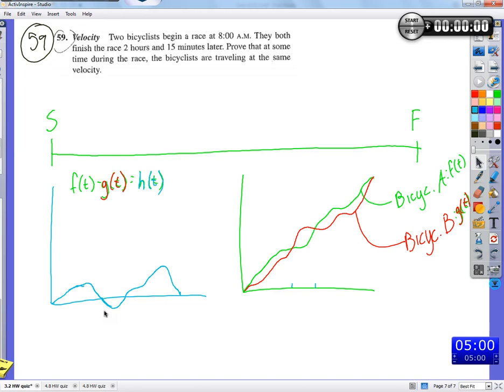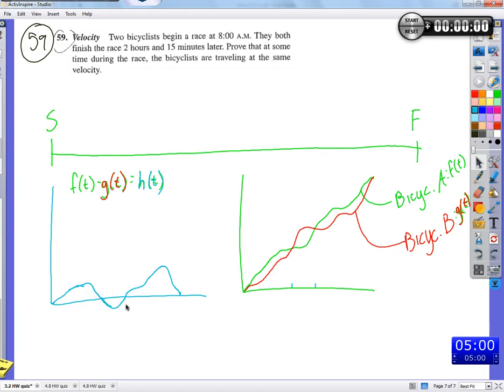Okay? Now, think about what this function is. It's the distance between the two of them. If they're going the same velocity, what would you say about how fast the distance between them is changing? It's not changing, right? So the rate of change of the distance between them will be how big when they're going the same velocity? Zero.